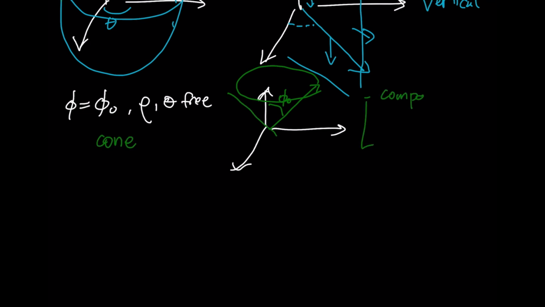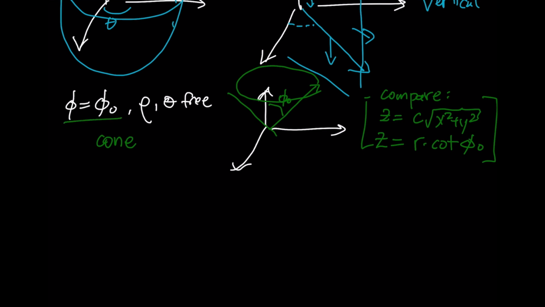For comparison's sake, if you were to write a cone in Cartesian coordinates, you'd have to have some sort of scaling constant factor to ensure the right height and radius. The equation of a cone in cylindrical coordinates would be r times the cotangent of this angle here. Just setting phi to be a constant makes it very, very easy to describe a cone.